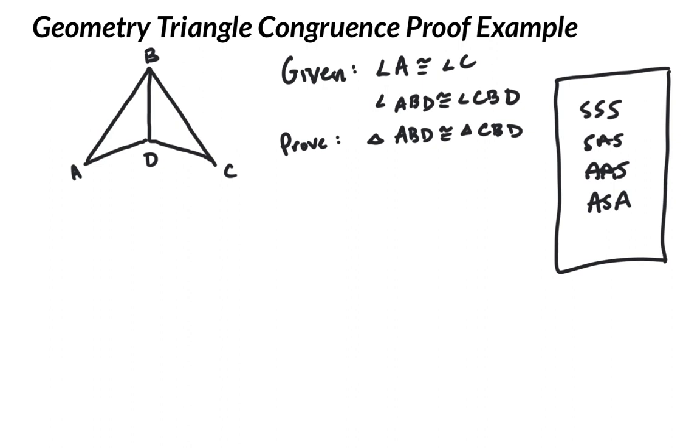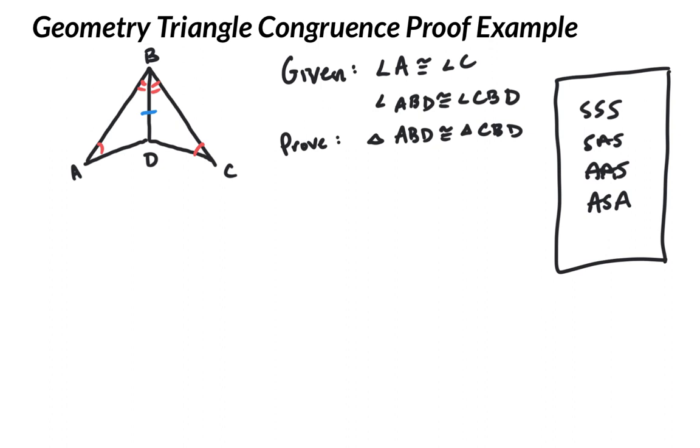All right, let's look at what we were given. First off, we were given that angle A is congruent to angle C. So I'm going to mark that in. A and C are congruent. And we were told that angle ABD, so this up here, is congruent to CBD. So this one here. Now, they do share a side, so we could probably mark that in as well.